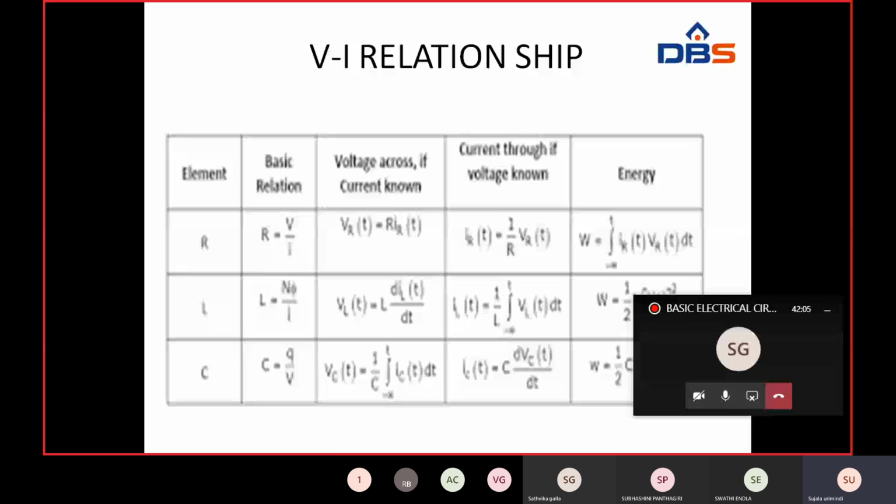So we observe that Kirchhoff's voltage law means the algebraic sum of the voltages is equal to 0. Kirchhoff's current law means the algebraic sum of the currents is equal to 0. So this is about Kirchhoff's laws. In the next class we will discuss the different problems and how to solve them using Kirchhoff's laws.